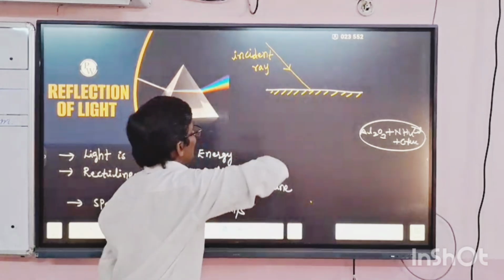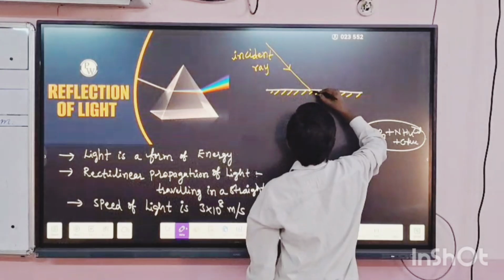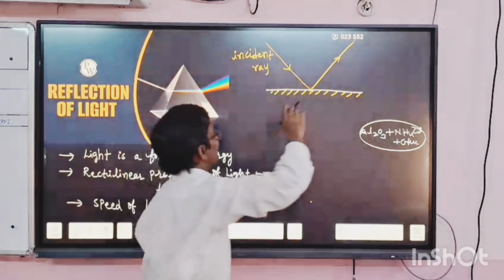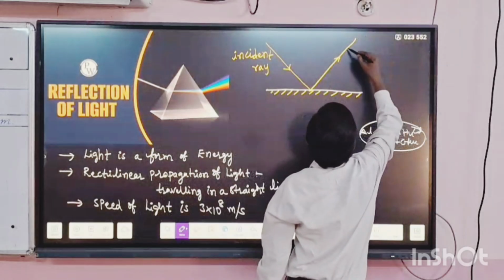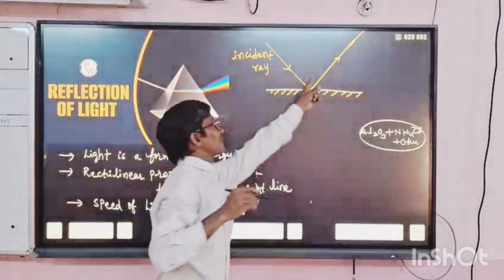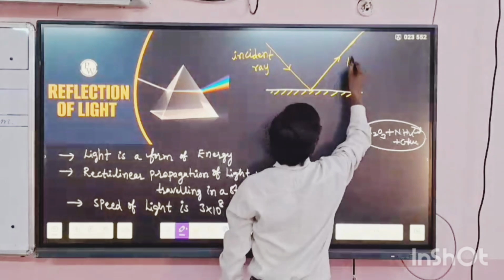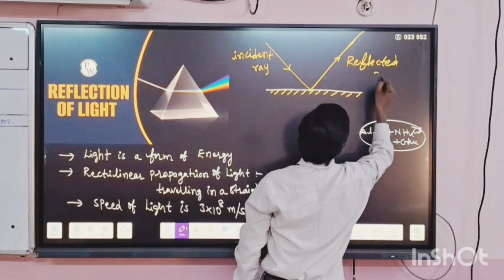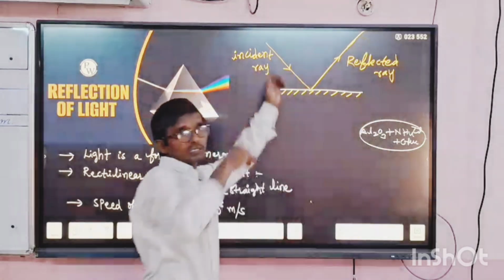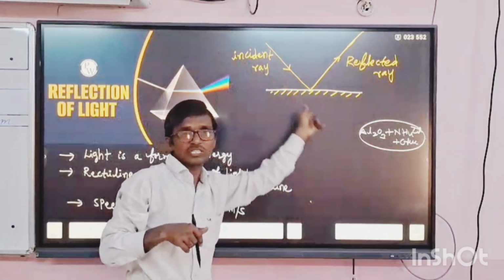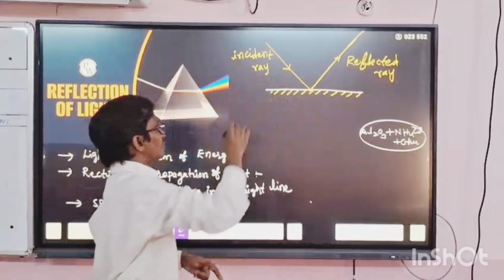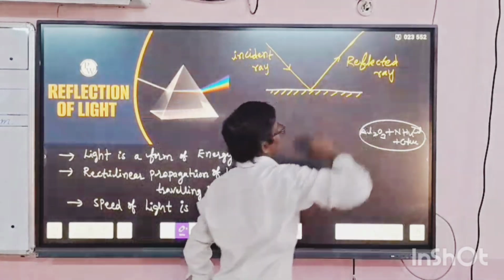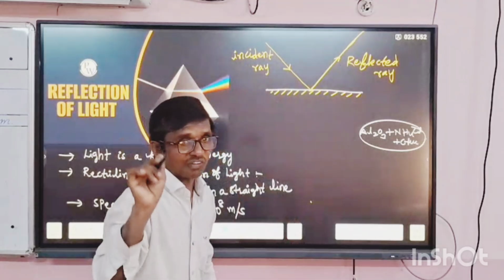Again, the light returns back. The light ray which returns back is called the reflected ray. This is the reflected ray. This is the main point: the light which is incident on the mirror is the incident ray, and after incidence at one point, the light ray that returns back is called the reflected ray.